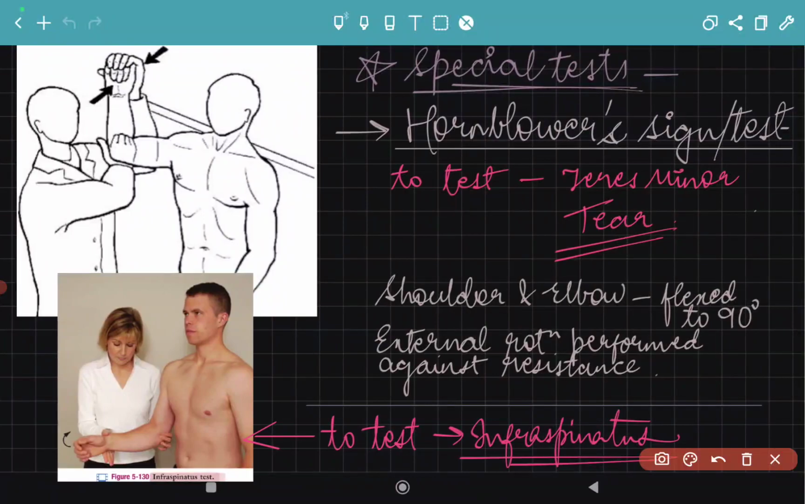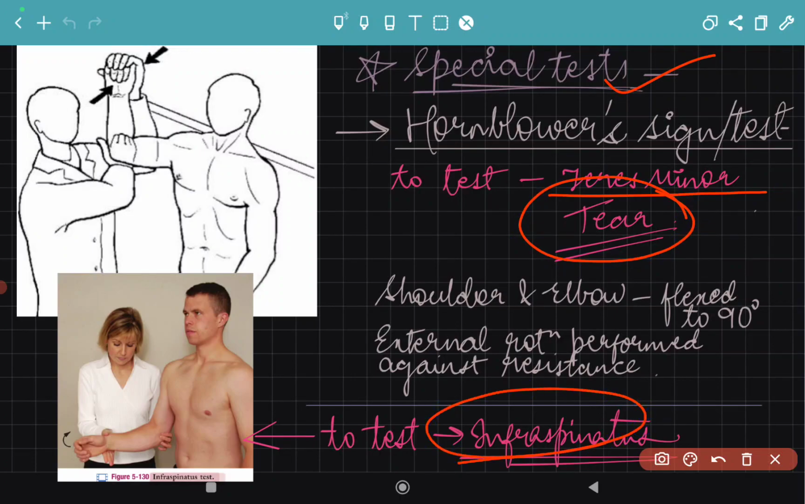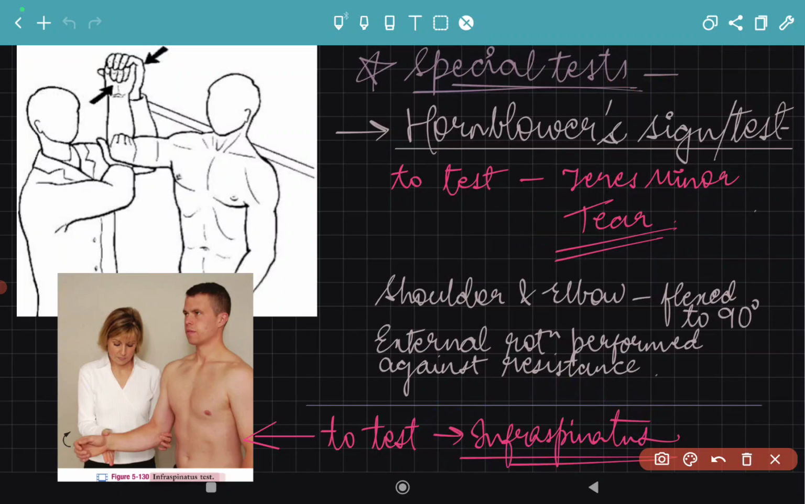Now let's come to the special tests. Two tests we will be discussing. One to check for a tear of the teres minor muscle, and another to test the infraspinatus muscle if there is weakness or some pathology. So there is a test named Hornblower's test. This test is performed to test the teres minor.